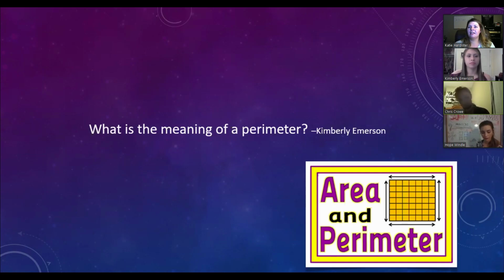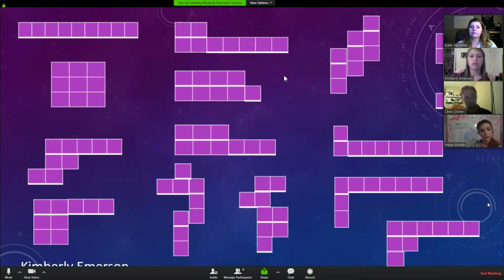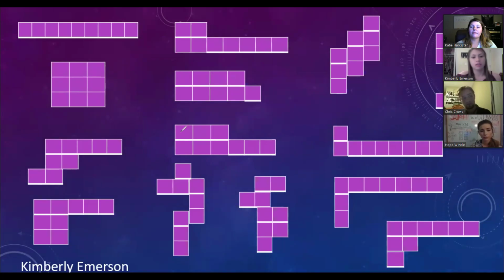Kim, what's the meaning of perimeter? Unlike area, the meaning of a perimeter is the distance around an object or a figure, so the outside. So I'm going to show us how to find the perimeter right here. We're going to count each outside of the square tile until we find out. So we have 1, 2, 3, 4, 5, 6, 7, 8, 9, 10, 11, 12, 13, 14, 15, 16.